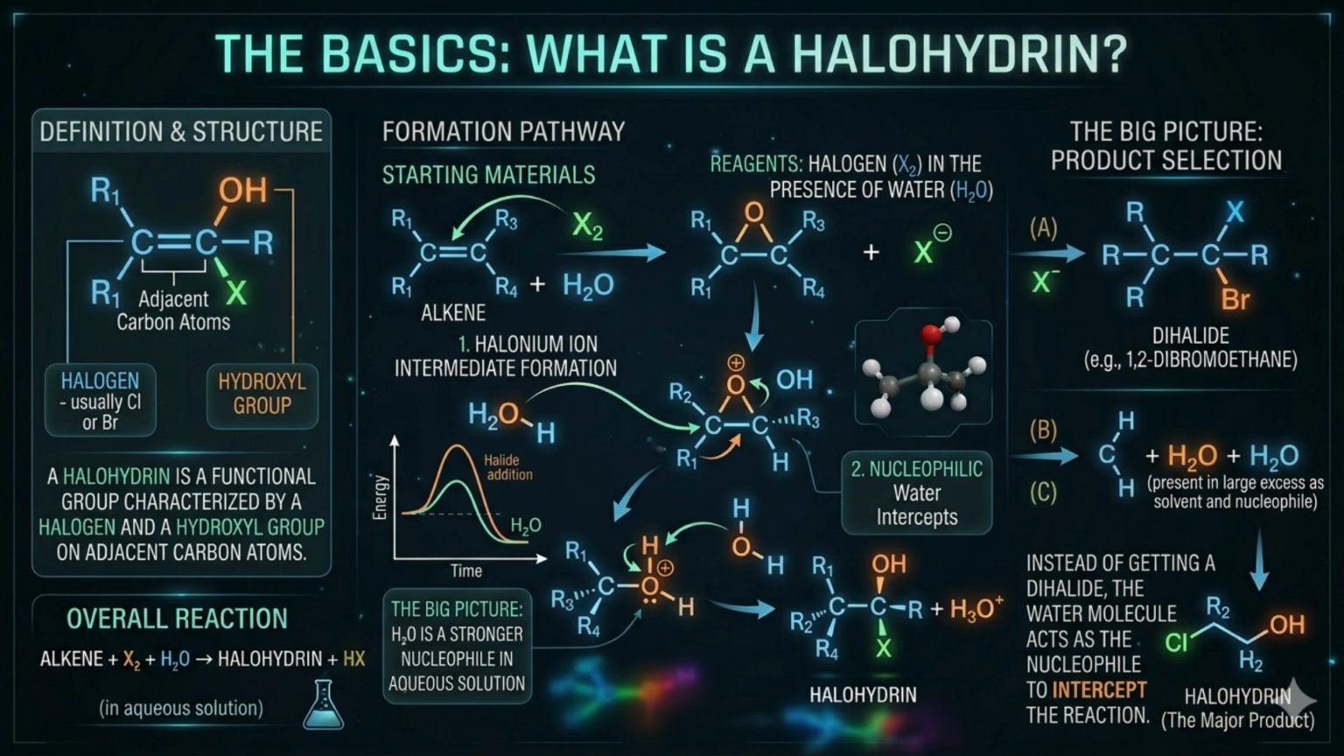Finally, let's look at the big picture on the right. In standard halogenation, path A, you would get a dihalide, like 1,2-dibromoethane. But when water is present, paths B and C, it outcompetes the halide ion. The result? The halohydrin becomes our major product.